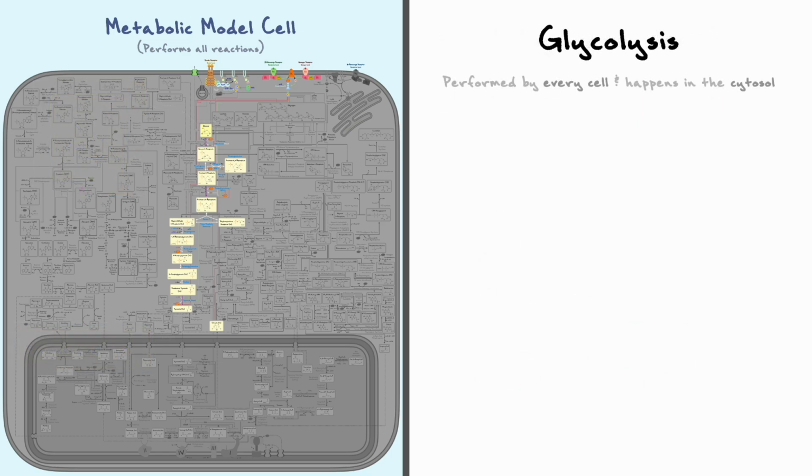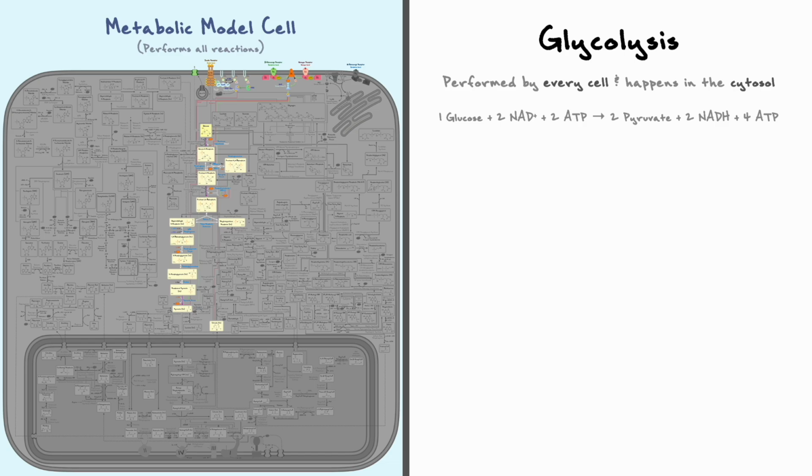Glycolysis is a pathway that is performed in every cell, and as you can see from the map, it happens in the cytosol. The main objective in undergoing this pathway is typically to break down glucose and produce energy. And as a reminder of the net reaction for this pathway, 1 glucose with 2 NAD and 2 ATP produce 2 pyruvate, 2 NADH, and 4 ATP.